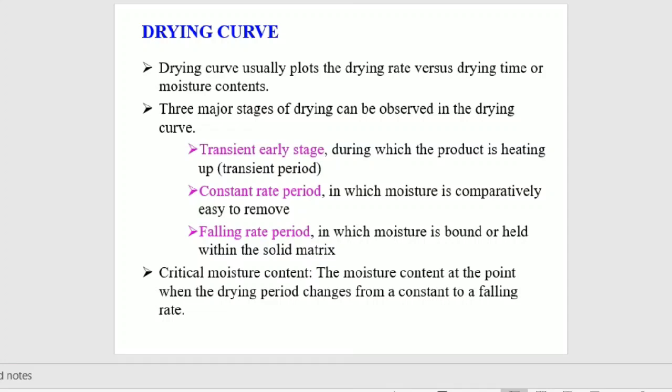In case of transient early stage, during which the product is heating up, this is called transient period. Now constant rate period, in which moisture is comparatively easy to remove. At last, falling rate period, in which moisture is bound or held within the solid matrix. These are the three major stages observed in the drying curve while drying. Now critical moisture content. The moisture content at the point when the drying period changes from a constant to a falling rate, that point is called critical moisture content.